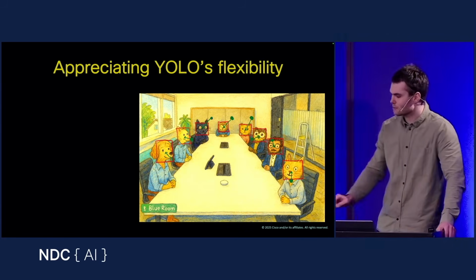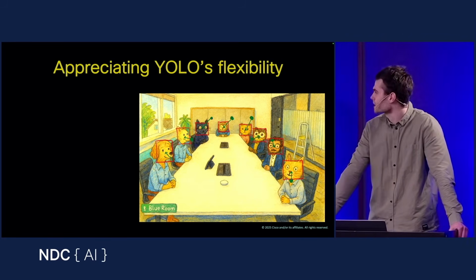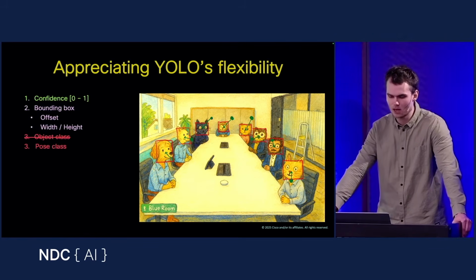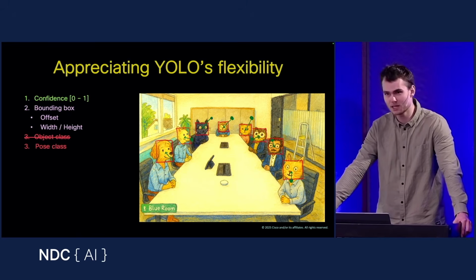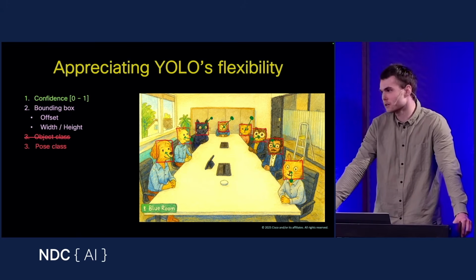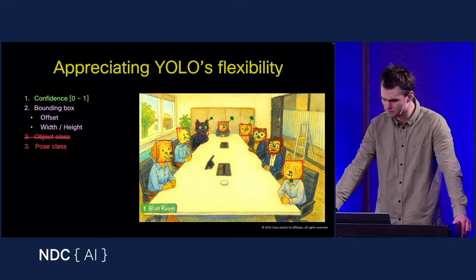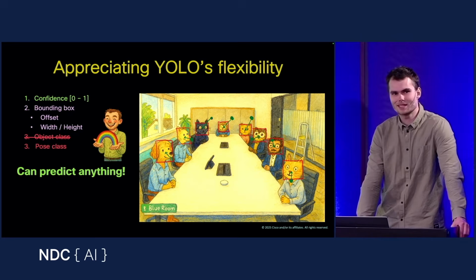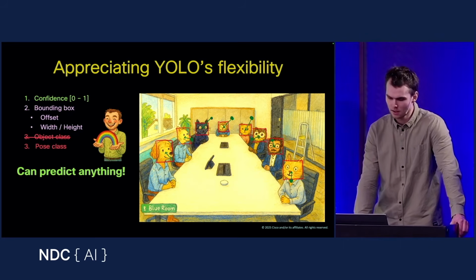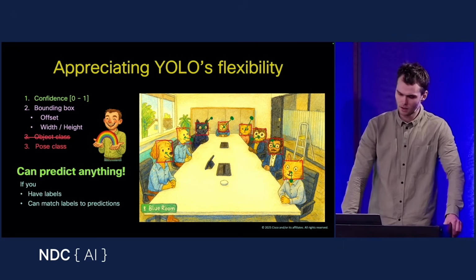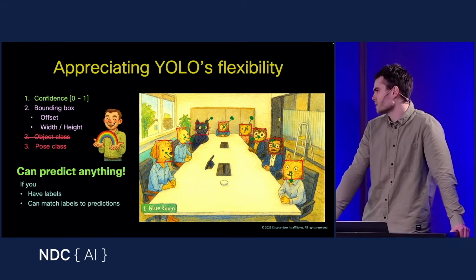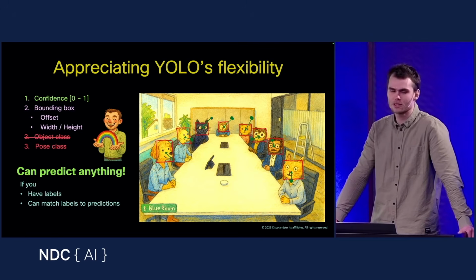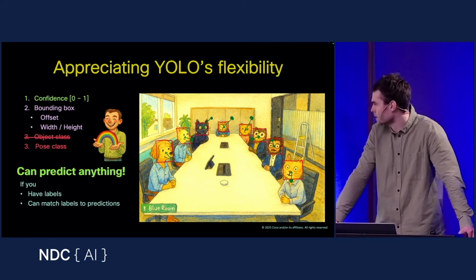The beautiful thing in machine learning is just how flexible it can be. And originally, we had retained that same output structure as a standard YOLO object detector just because it was the easiest thing to do. But we could really predict anything. Now, as long as you have labels and some way of matching that label to predictions, machine learning models can just adapt to any output you throw at them, or any label you throw at them.